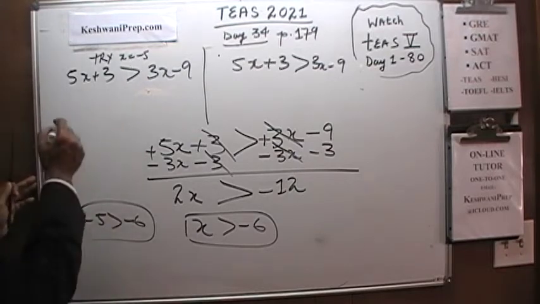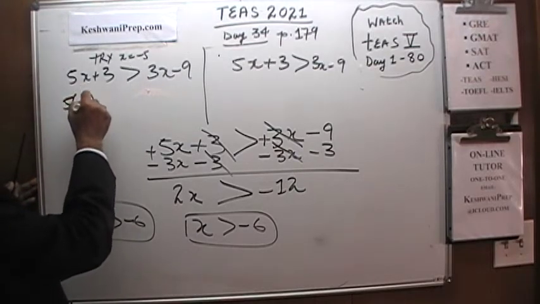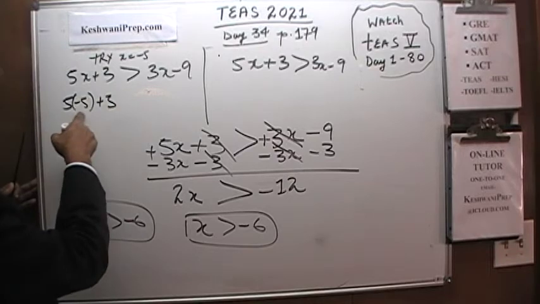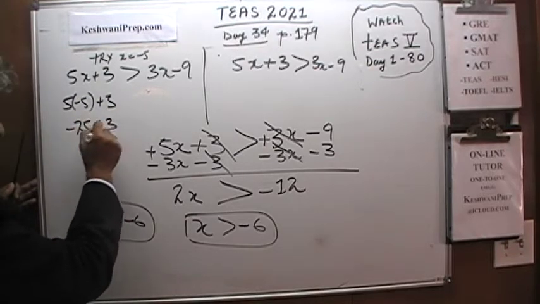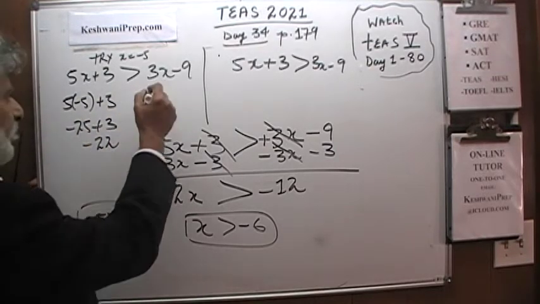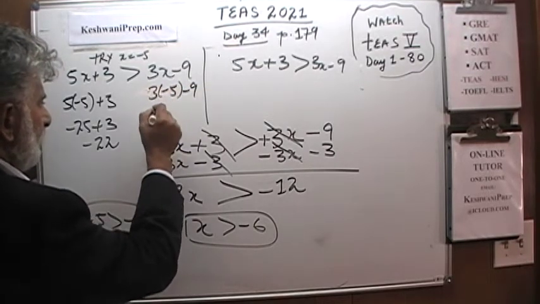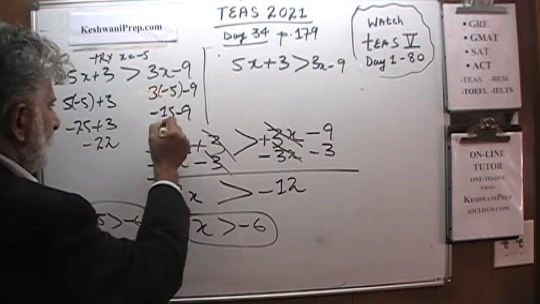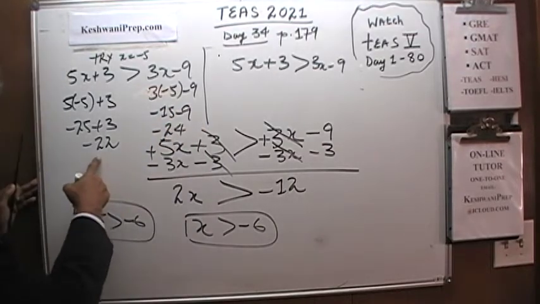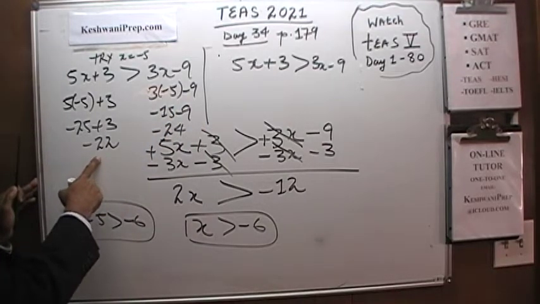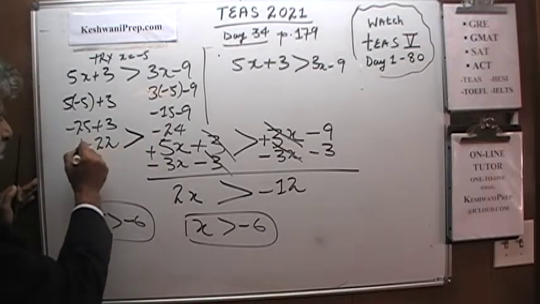X is negative 5. So it's 5 times negative 5 plus 3. 5 times negative 5 is negative 25 plus 3 is going to give us negative 22. Let's see what we get on this side. 3 times negative 5 minus 9. 3 times negative 5 is negative 15. Minus 9 is negative 24. There you go. You see, negative 22 is indeed greater than negative 24.